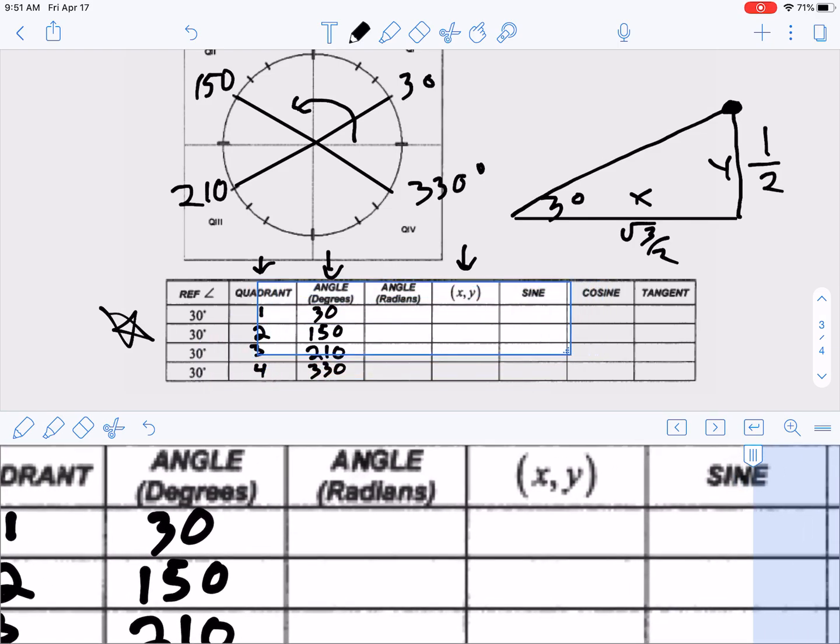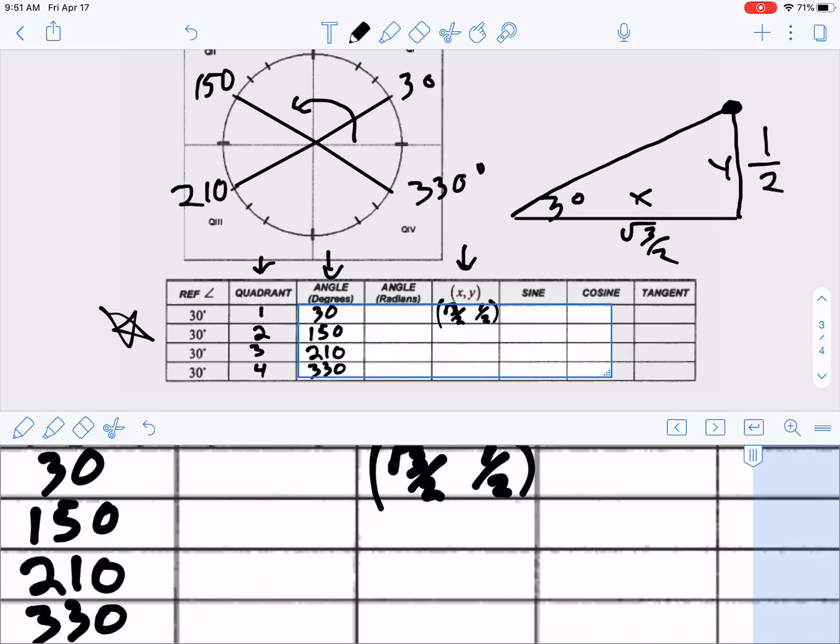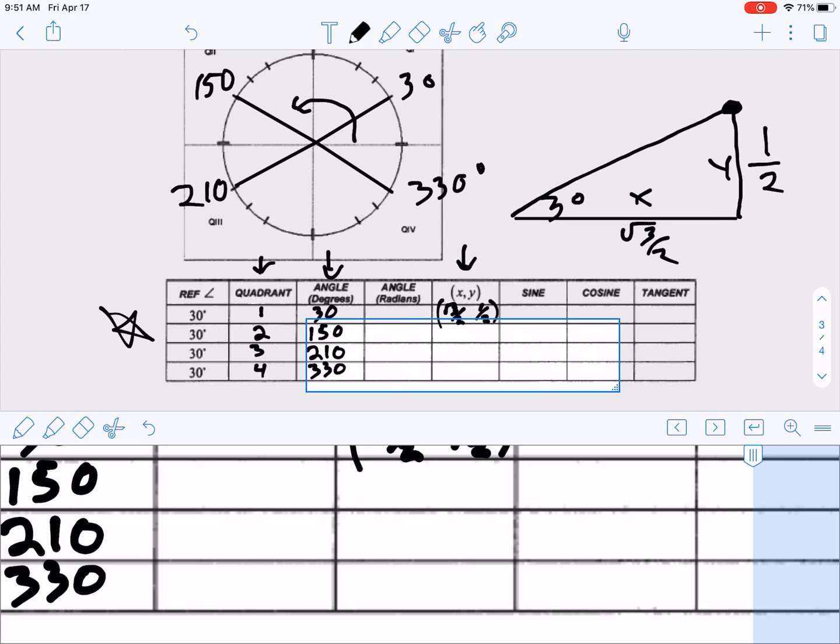Let's move this into right here. The x and y value on the 30, in quadrant 1, is going to be √3/2 and 1/2. And those are both going to be positive, because you're in quadrant 1. Now, as we move down to quadrant 2, we're talking that 150 angle.